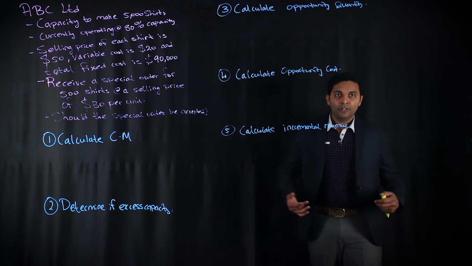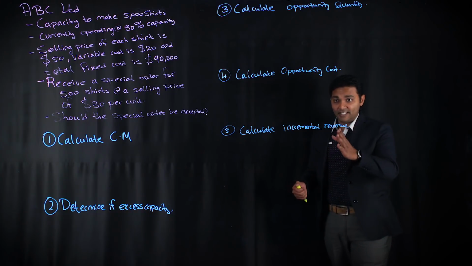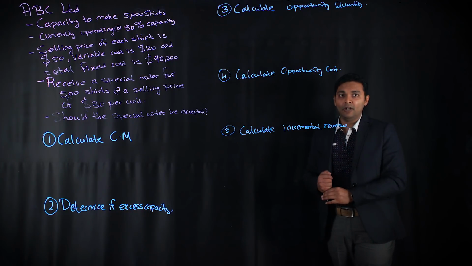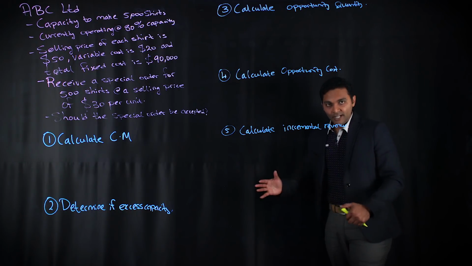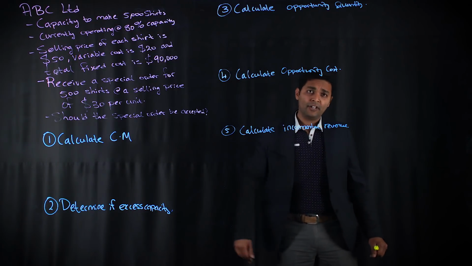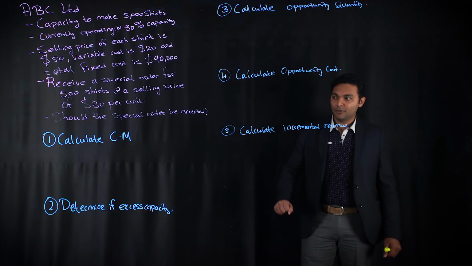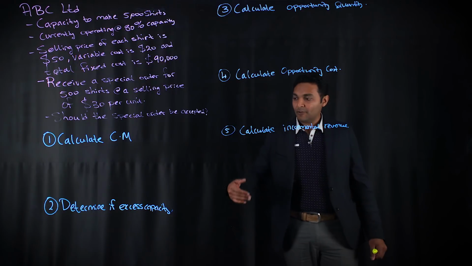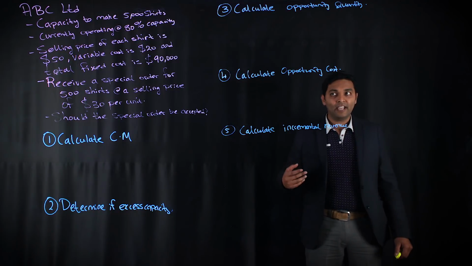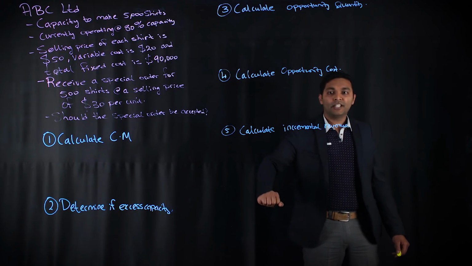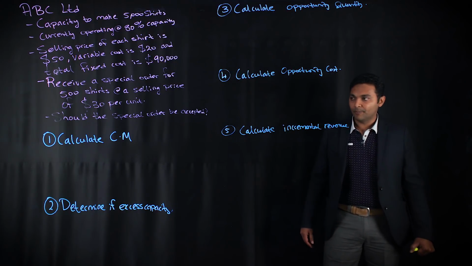Now, how would you do a special order question? Regardless of what question you have, if you follow the 5 steps that I've got written on the board right now, you should find it quite straightforward to answer any special order question. The first step is to calculate the contribution margin. The second step is to determine if you have any excess capacity. After that, you calculate your opportunity quantity, if any. Then you calculate the opportunity cost, and finally, you calculate your incremental revenue.